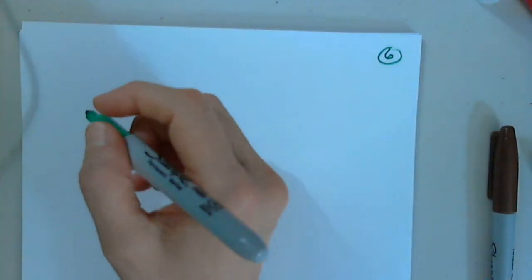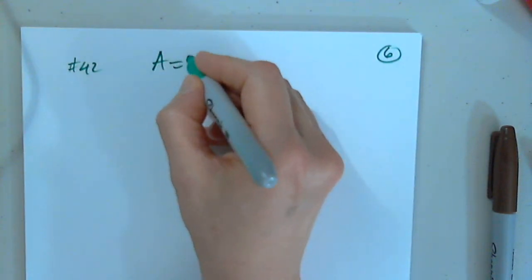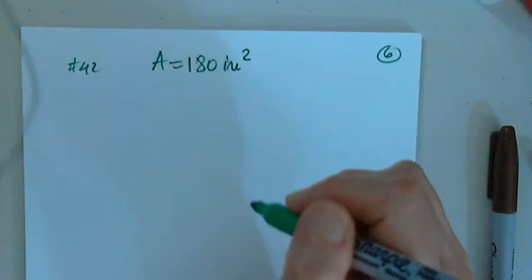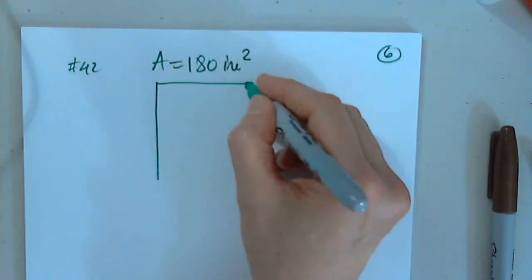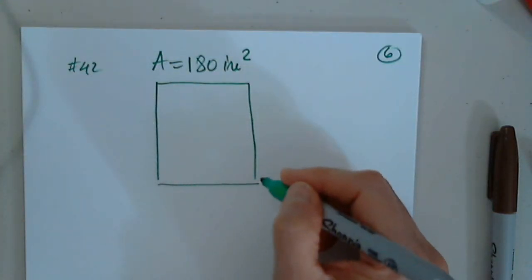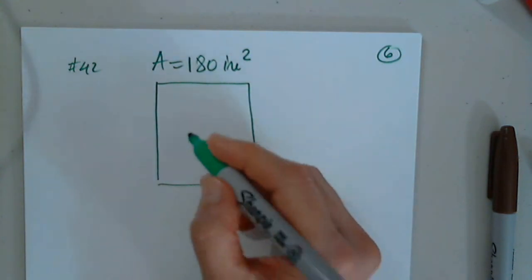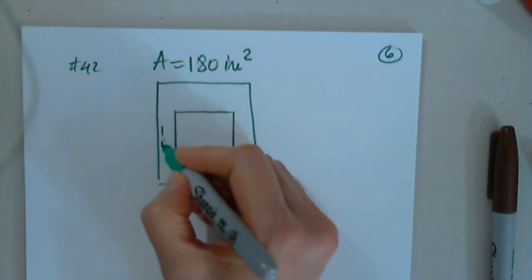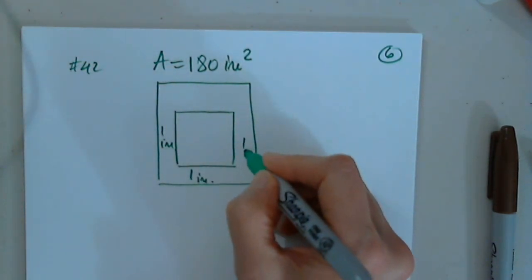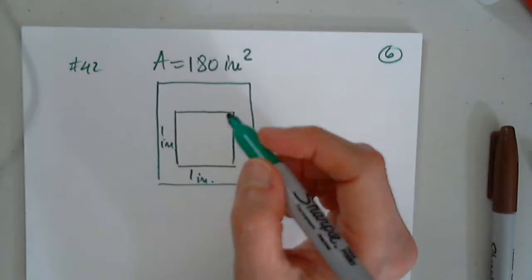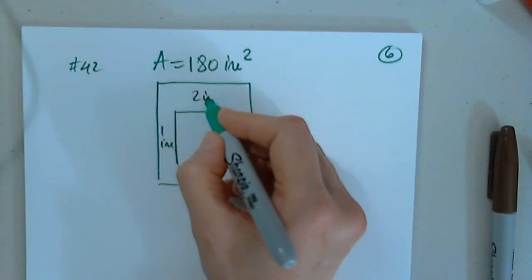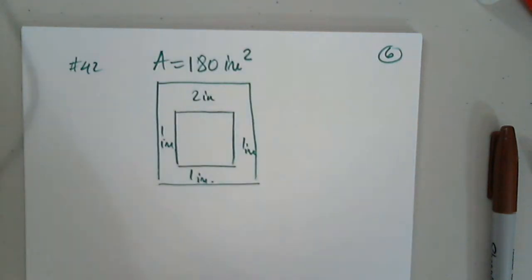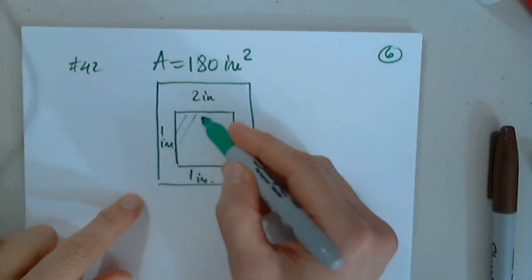Here it is. So 42. A poster is to have an area of 180 square inches with 1 inch margins at the bottom and sides. Okay, fine. 1 inch, 1 inch, 1 inch. And a 2 inch margin at the top. What dimensions will give the largest printed area? Okay. So this is the printed area.